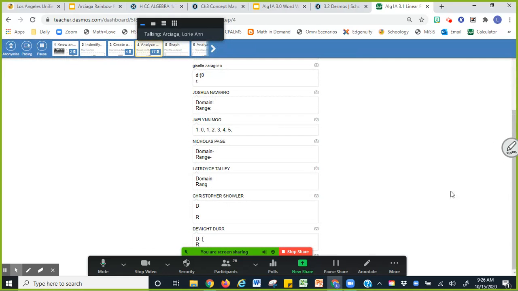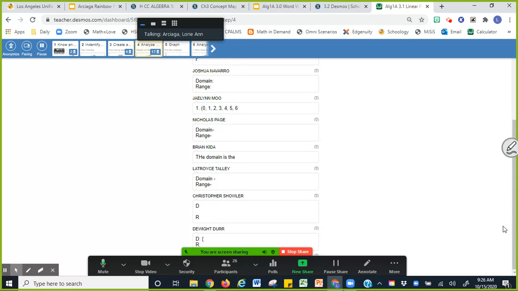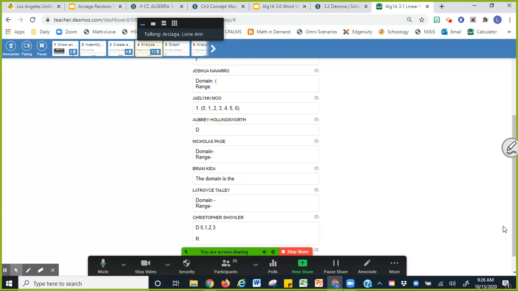Okay, if you're listing some numbers, make sure you start with the curly braces. So find those curly braces on your keyboard. It's next to the letter P.